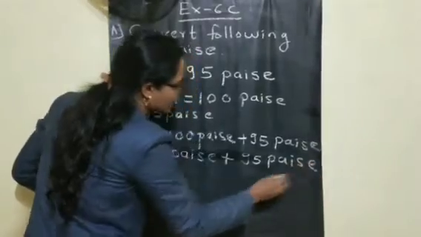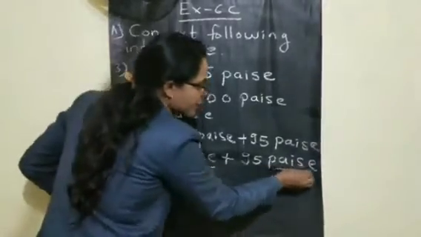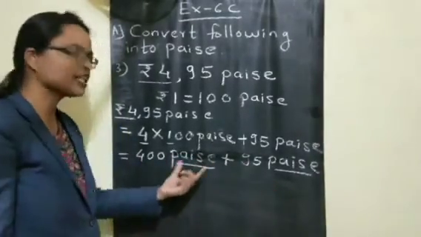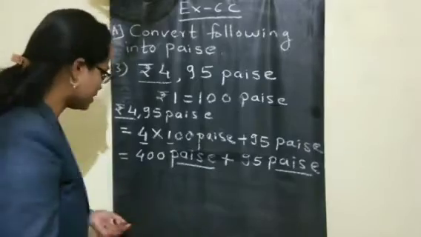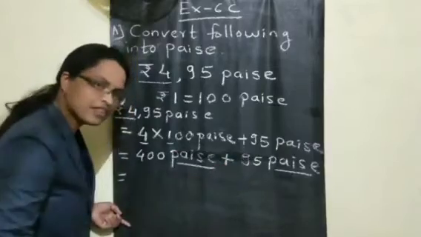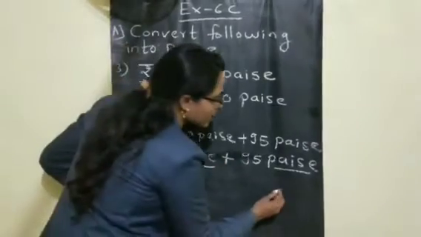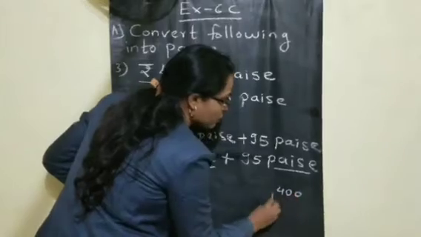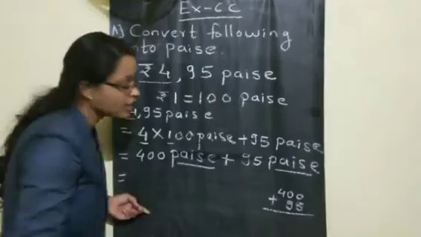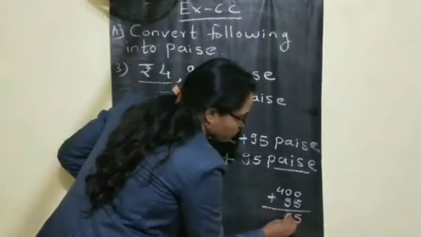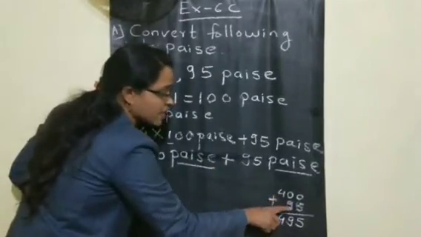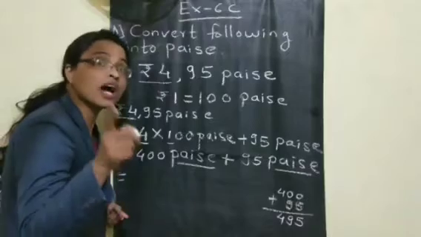Now if you see children, both the units are same, paise and paise. When both the units are same, then directly you can add together. So now what you have to do? 400 plus 95. Horizontally, if it is difficult for you children, vertically in the rough side, arrange properly ones, tens, hundreds. As you know addition, you can do the addition properly without any mistake. Now 400 plus 95, we are getting the answer 495.